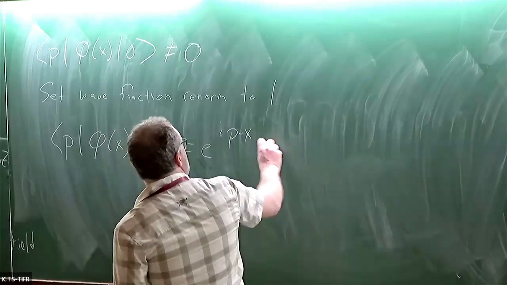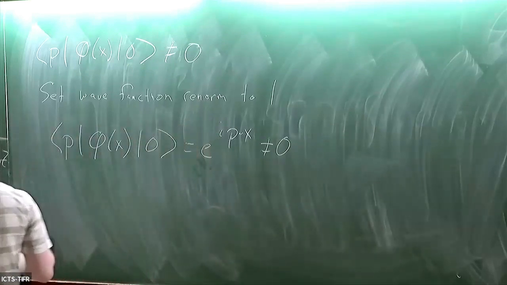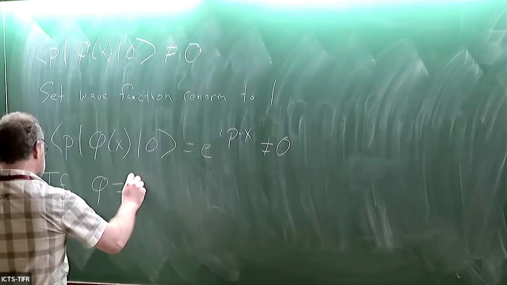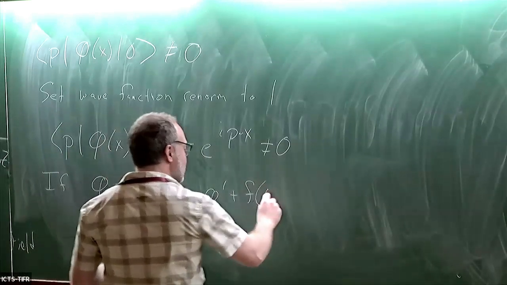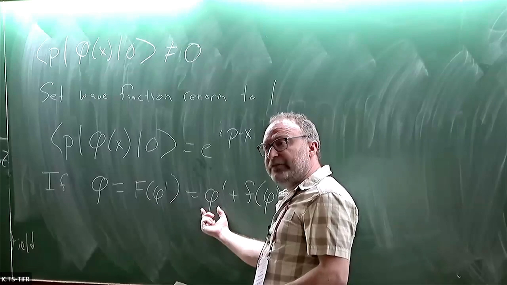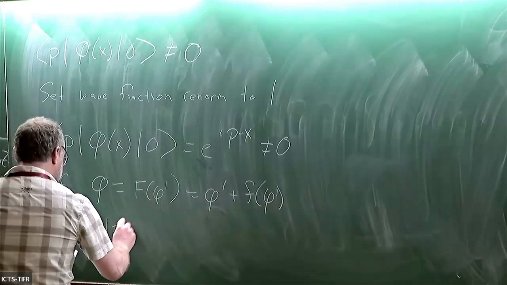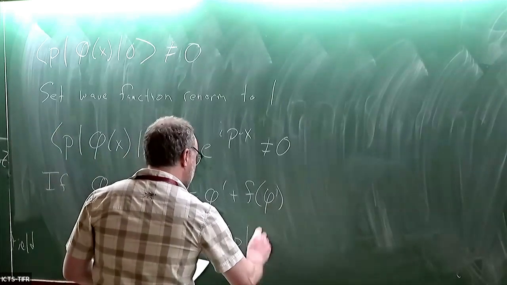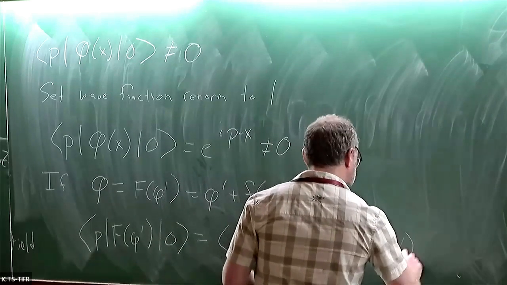But the point for me is just that this is non-zero. So what I need is, if I write my field redefinition, phi is F of phi prime, it looks like phi prime plus, I'll call it little f of phi prime, okay? So as long as I have this linear term in my field redefinition, then the matrix element of P, F of phi prime, 0 is P, phi prime, 0, plus P, little f of phi prime, 0.